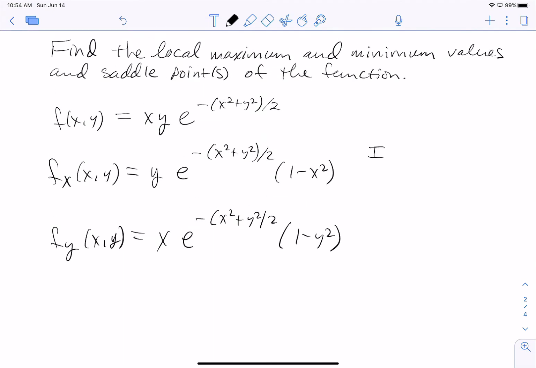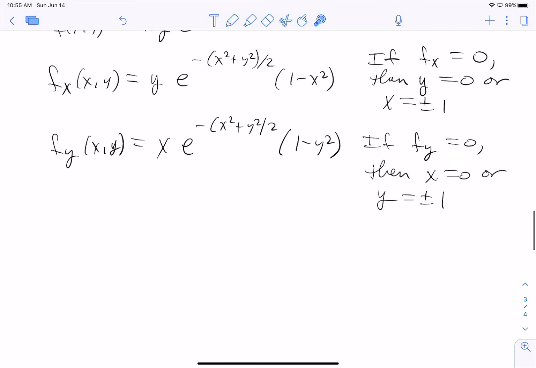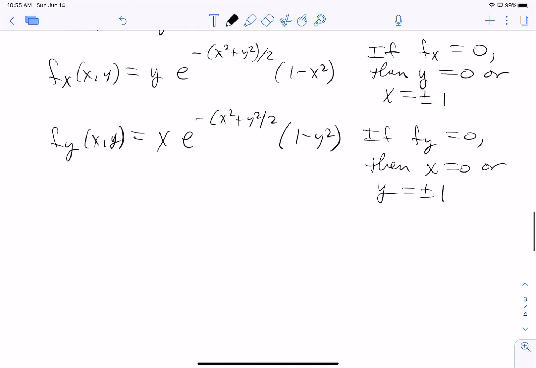Based on these expressions, if fx, the partial of f with respect to x, is equal to 0, then y equals 0 or x equals plus or minus 1. If the partial with respect to y is equal to 0, then x is equal to 0 or y is equal to plus or minus 1. Now, we don't get to just go mixing and matching all the x's and y's that we see here. What we need are points where fx and fy are 0 simultaneously.